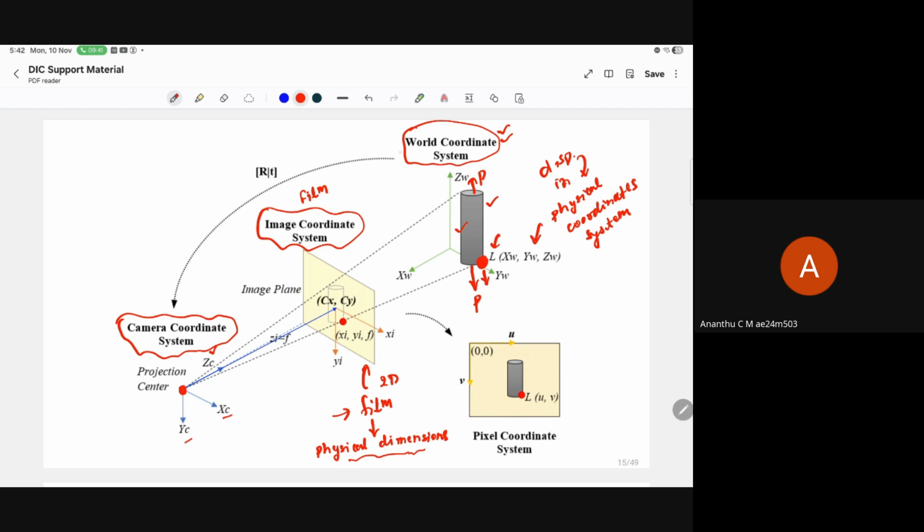So what you are saying is that from the world coordinate system you come to the camera coordinate system, and then from the camera coordinate system you go to the image coordinate system. So this is the process: world coordinate system to camera coordinate system, camera coordinate system to the film coordinate system or image coordinate system. At the film, the image will form, and that image will be stored in your computer, and that is the final digital image. In the digital image, you perform the DIC process, and that gives you the displacement in pixel coordinates.